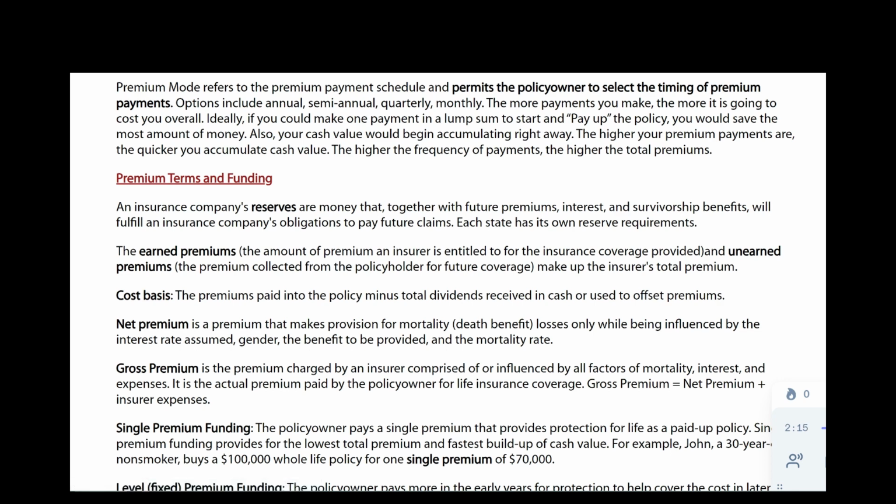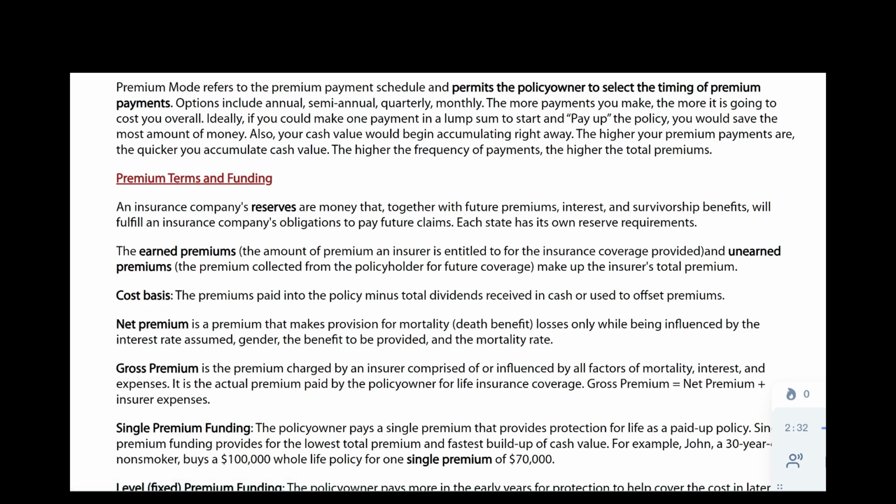The earned premiums, the amount of premium an insurer is entitled to for the insurance coverage provided, and unearned premiums, the premium collected from the policyholder for future coverage, make up the insurer's total premium. Cost basis. The premiums paid into the policy minus total dividends received in cash or used to offset premiums.